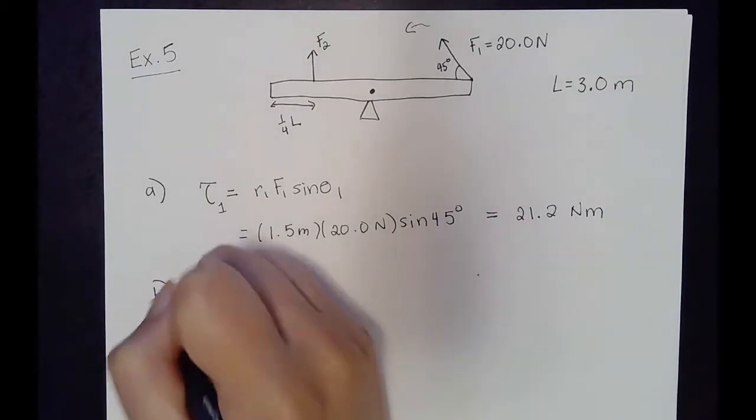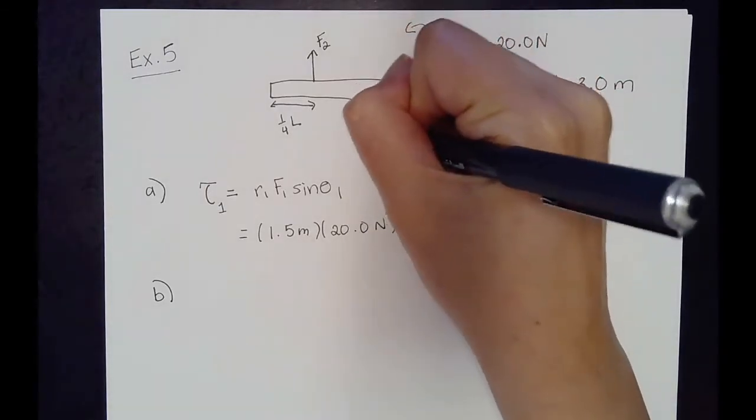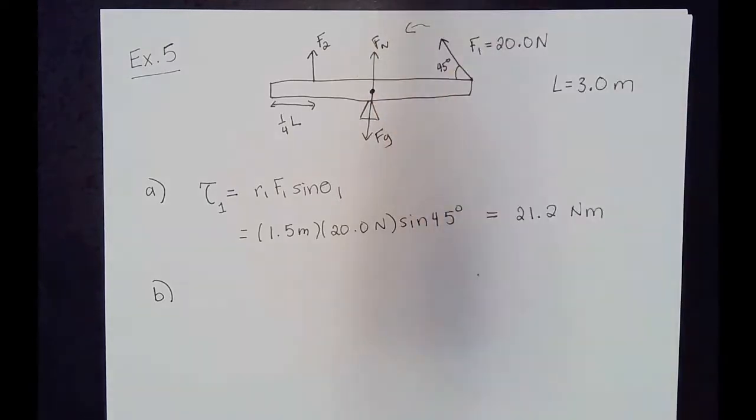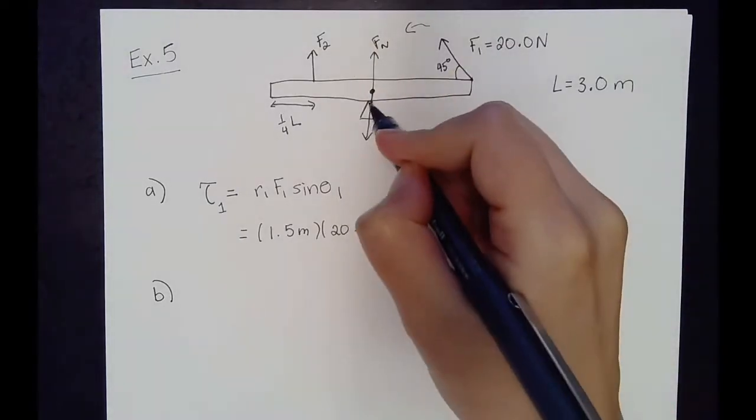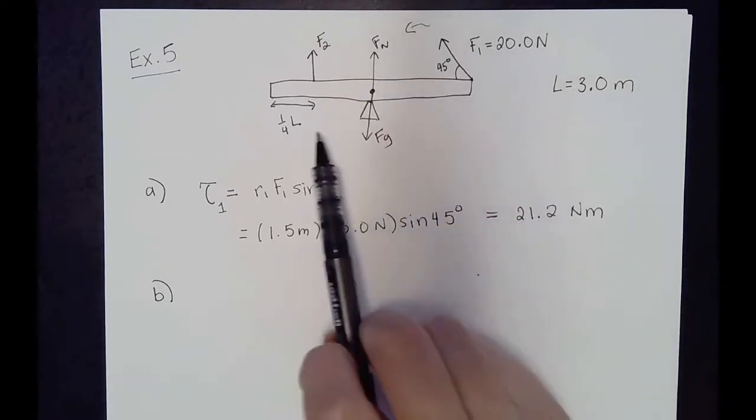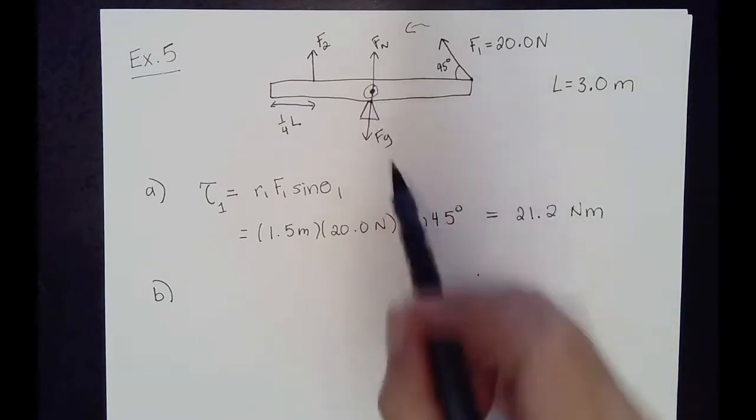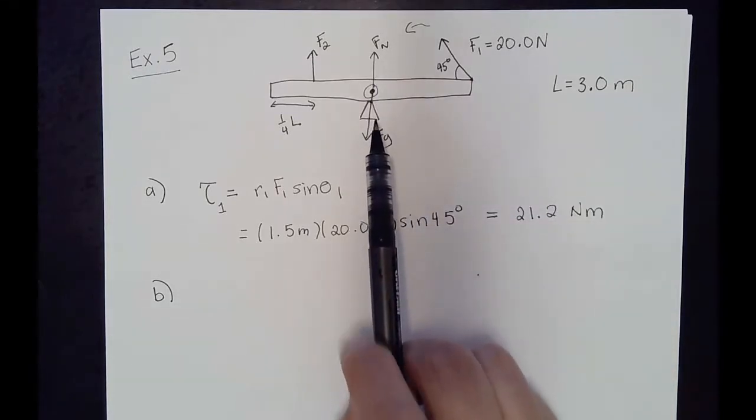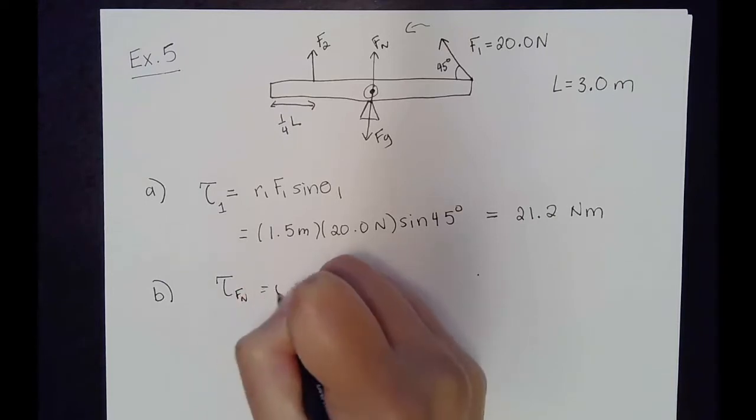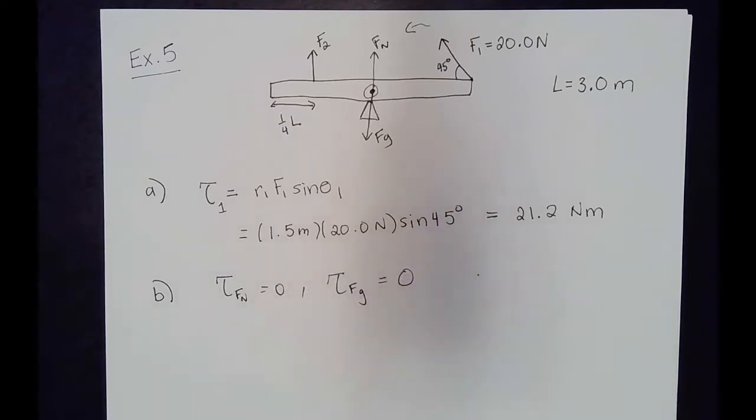Part B asks for the torque exerted by Fg and Fn. Both Fg and Fn are here at the center of the beam because the pivot is here, so that's where the normal force is exerted, and the weight is at the geometric center of the object. And since that's where our axis is, R is 0, and each of these forces exerts 0 torque. So the torque due to Fn is 0, and the torque due to Fg is equal to 0.